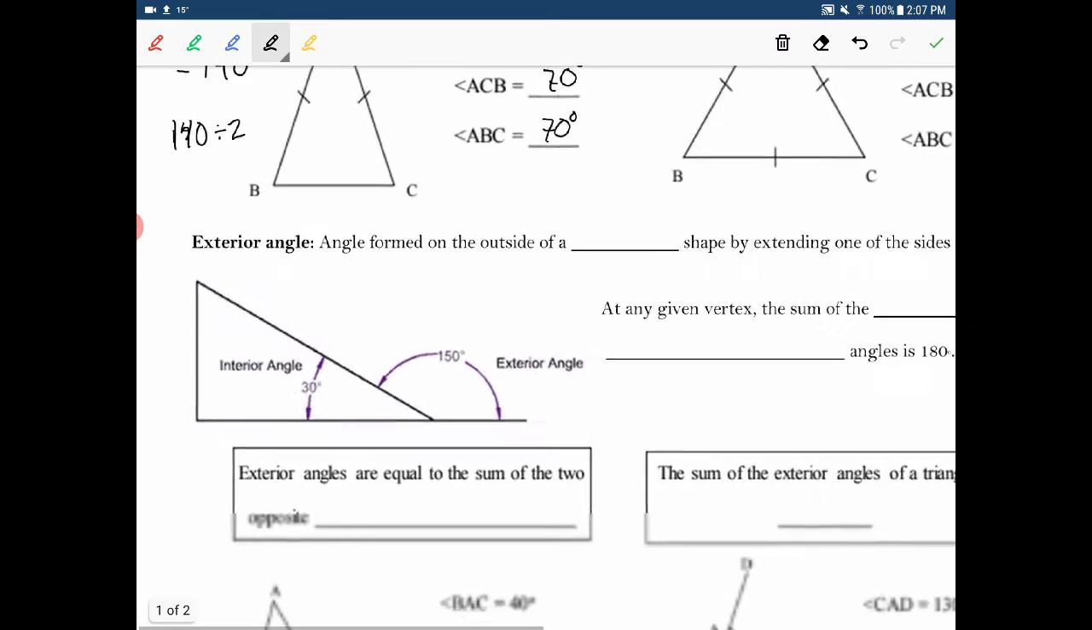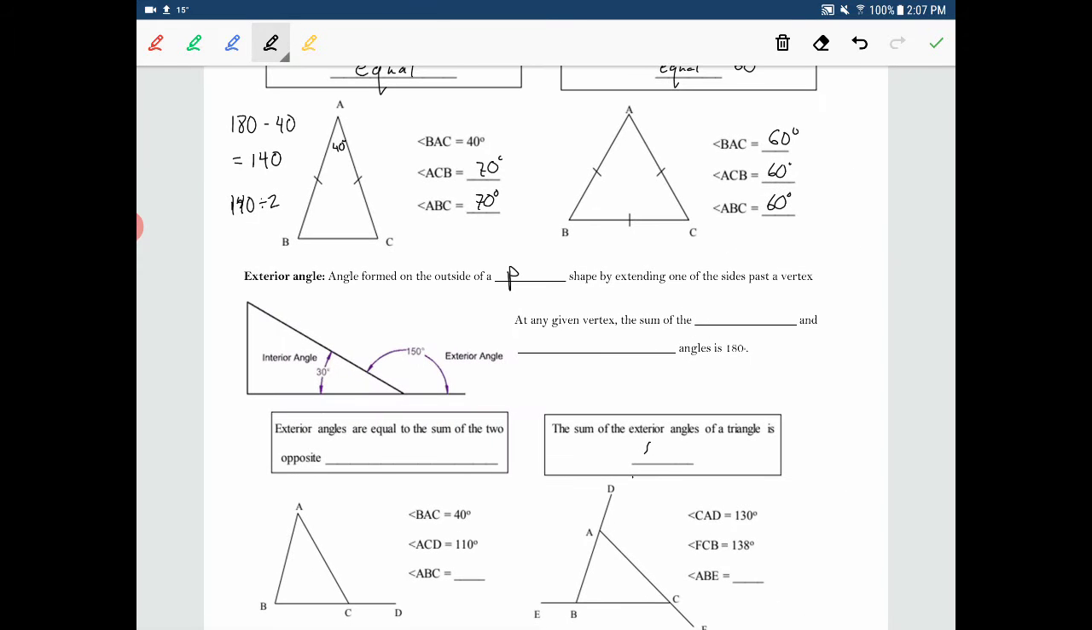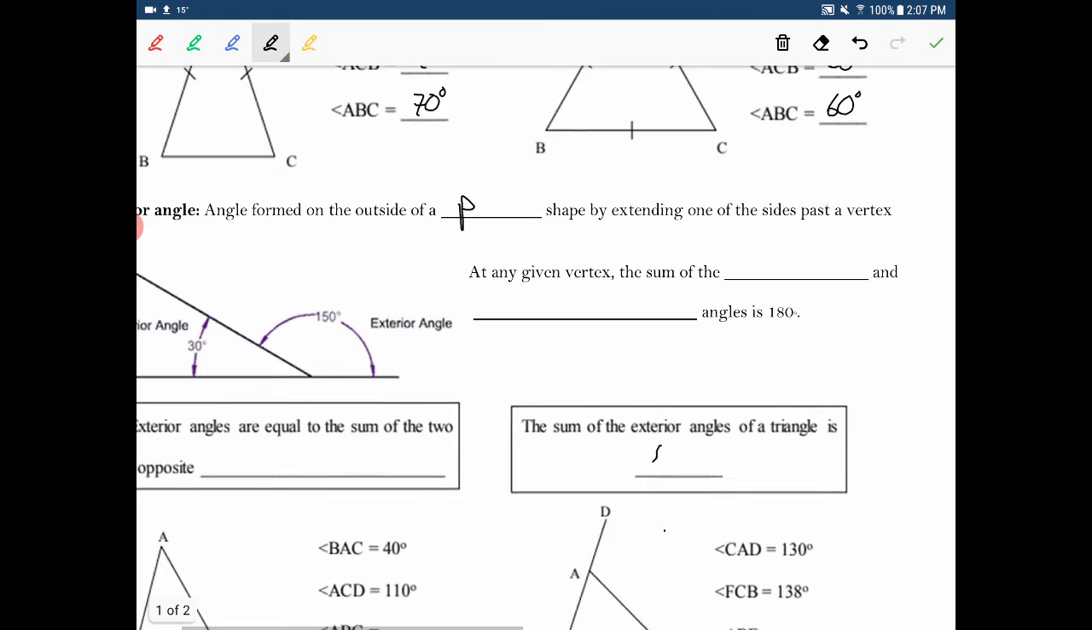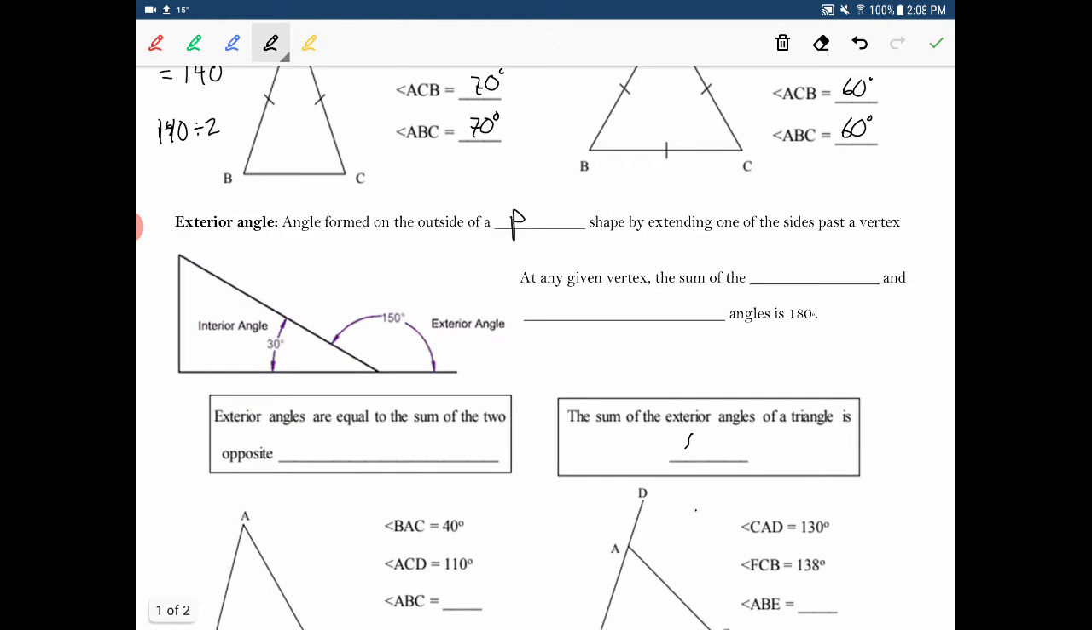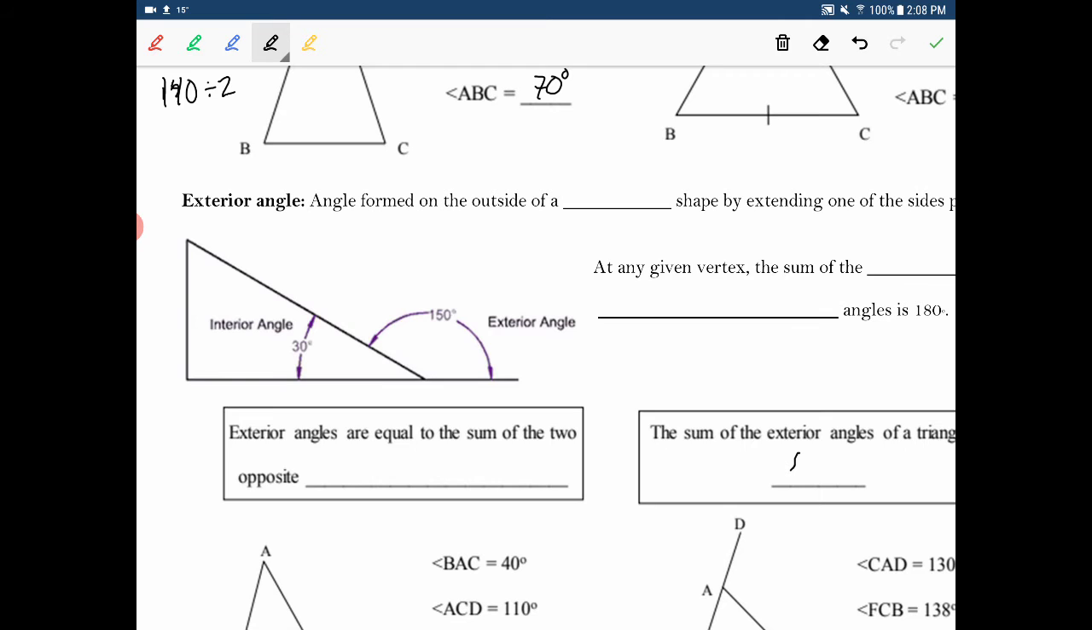Let's see. Exterior angle. So, angles formed on the outside of a... I guess I did do it right. Of a point. No, I don't know what that's supposed to be. Of a shape. This is poorly written. I didn't make this handout. I'm going to be honest, I don't really like it. I don't understand what it's supposed to say here. An exterior angle is just the angle formed on the outside of a... I have no idea.